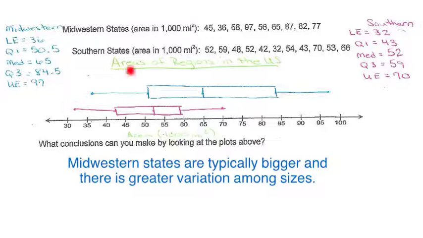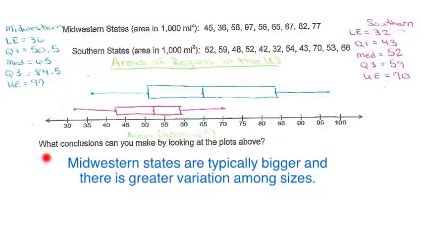And this is what my box and whisker plots look like. You can see here that the Midwestern states are in blue. Here's my 5-number summary, and here's the box and whisker plot. Then you can see that the southern states are in pink. Here's my 5-number summary, and you can see that the box and whisker plot is in pink.